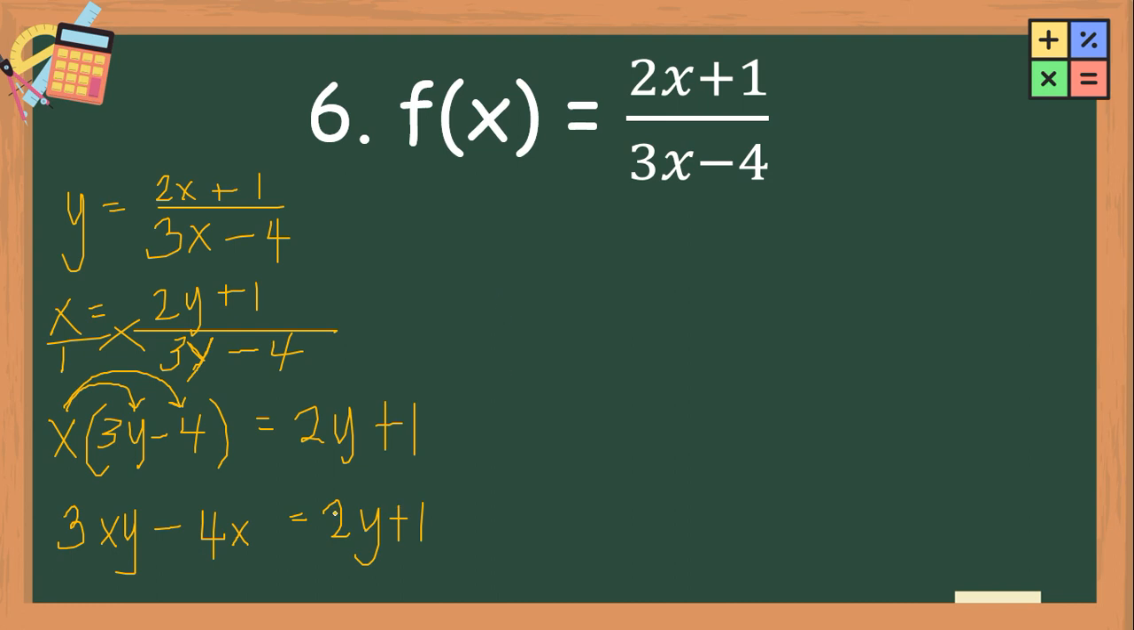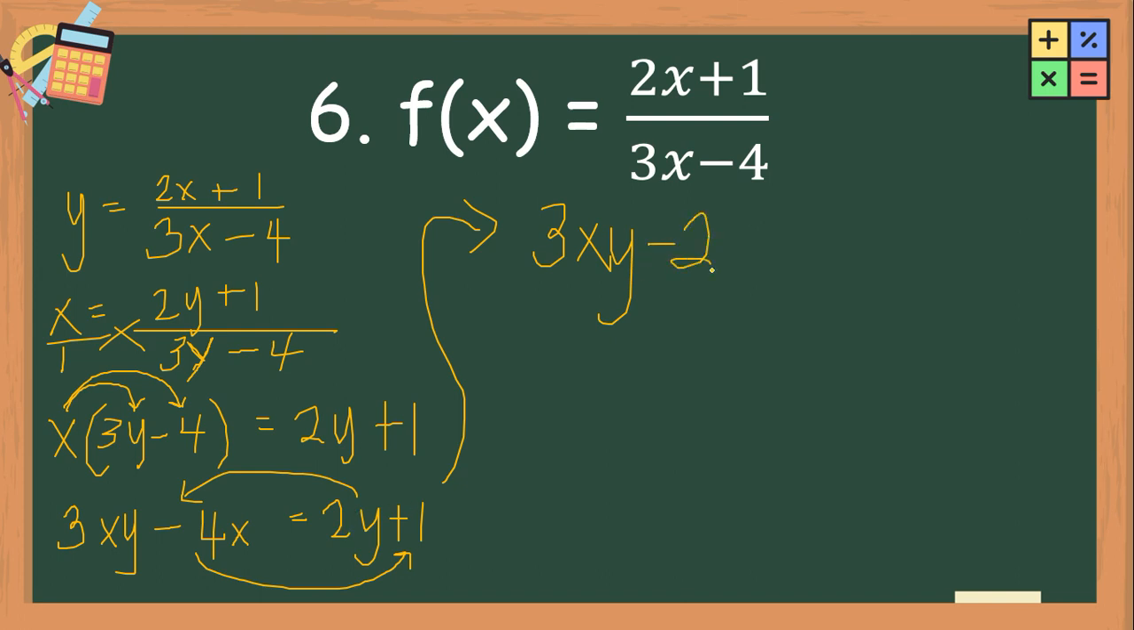Then, pagkatapos nyan, yung ating 2y, lilipat natin sa kabila. Then, yung negative 4x, lilipat natin dito sa kabila. Pagsasamahin natin yung may y at yung walang y. Okay? So, dito na ako para mas maintindihan natin. So, copy natin yung 3xy. Then, syempre, kapag nilipat mo yung 2y sa kabila, magiging negative 2y na. Kasi positive siya dito. Then, yung negative 4x, kapag nilipat mo sa kabila, magiging 4x na. Then, may iwan si 1. Gets po?